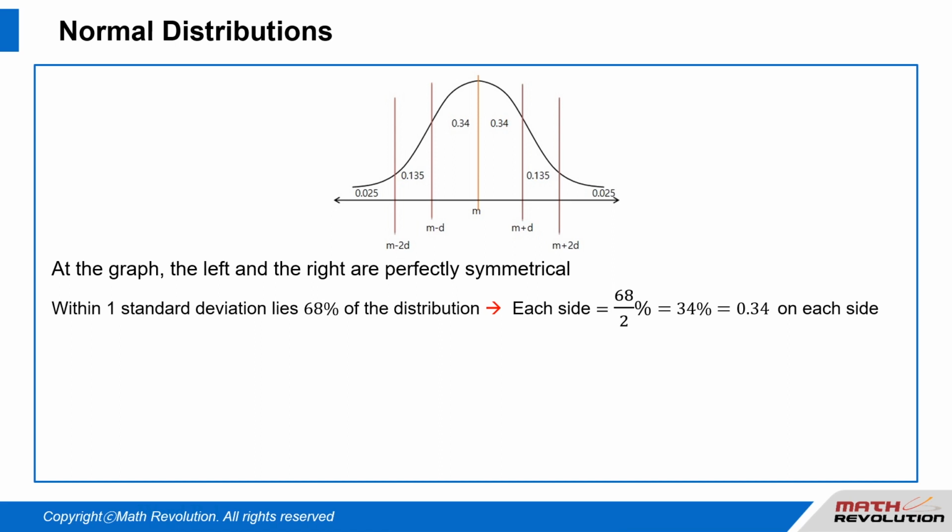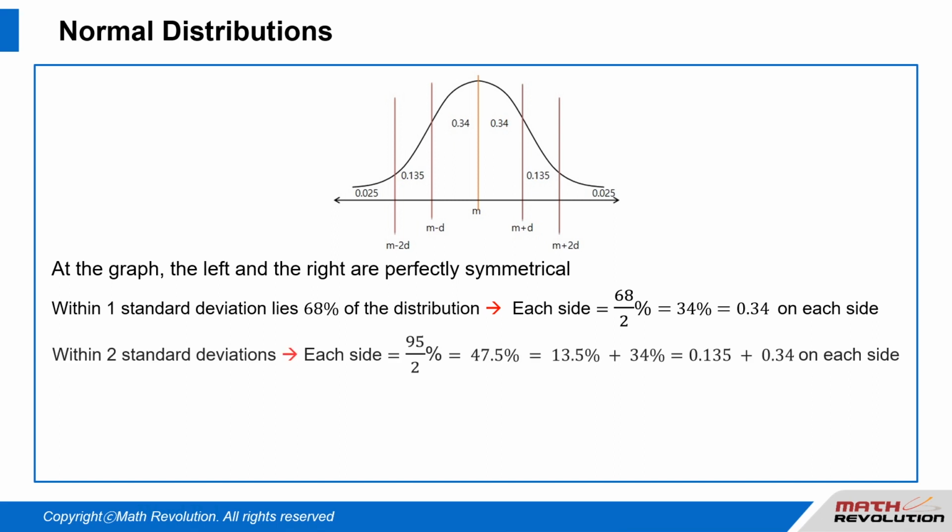Since within one standard deviation lies 68% of the distribution, each side is 68 over 2%, equals 0.34 of the distribution. Within two standard deviations, each side is 95 over 2%, equals 47.5%, equals 13.5% plus 34%, equals 0.135 plus 0.34.